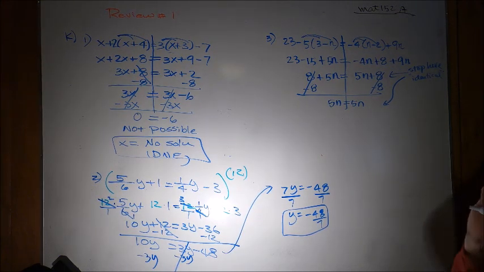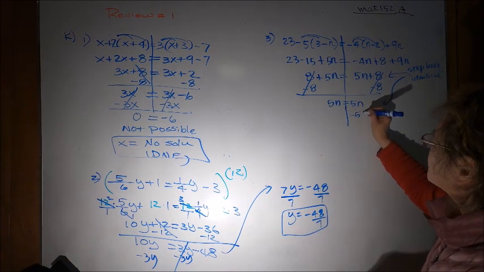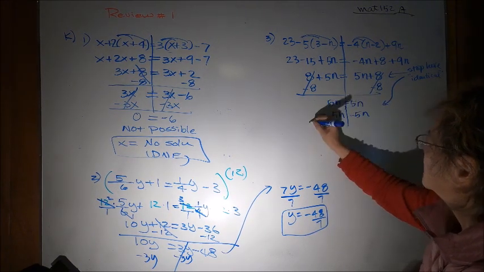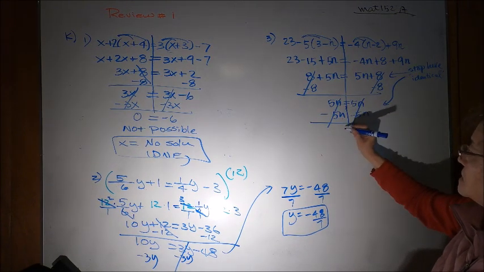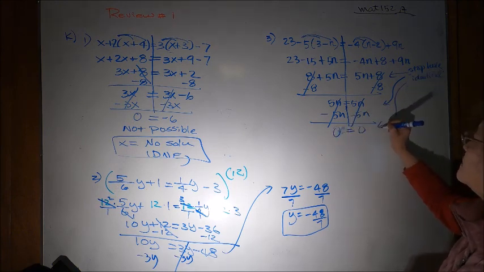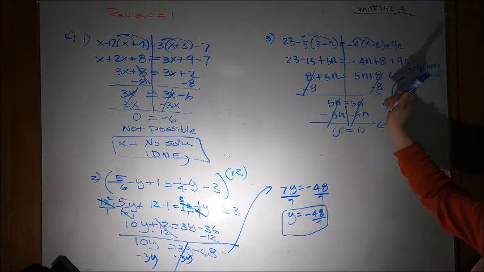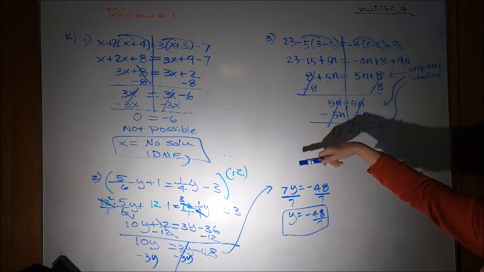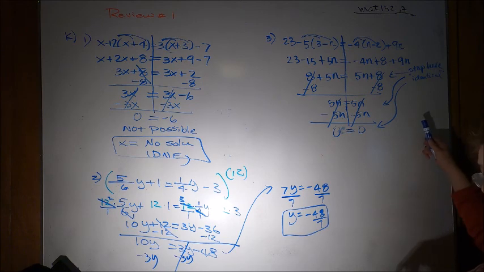But if you just continue doing it, so you will do what? Minus 5n, minus 5n. So you will end up with what? 0 equals 0, right? Then finally you stop. Still identical. So when we have an identical situation, that means it doesn't matter what you do. Left hand side always what? Will be equivalent to the right hand side.